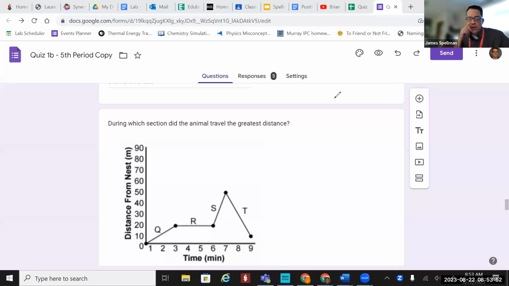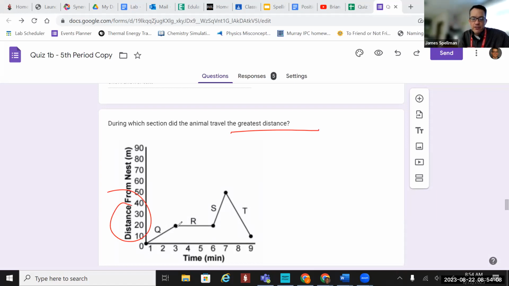All right, picking up where I left off. Again, going quickly, pause video if you need to and go back. This one says, in which section did the animal travel the greatest distance? And again, look at your y-axis. This is distance. So the up and down changes is a change in distance.